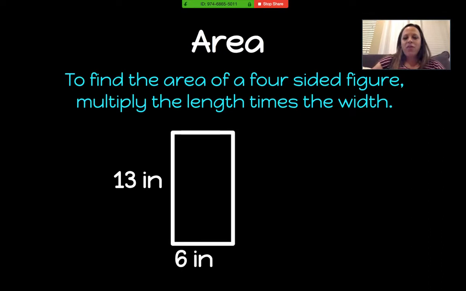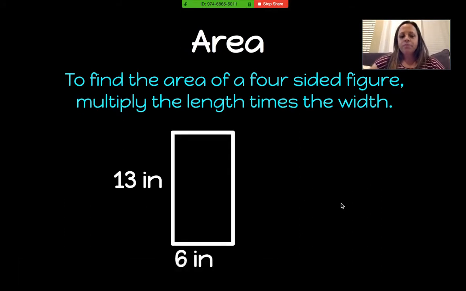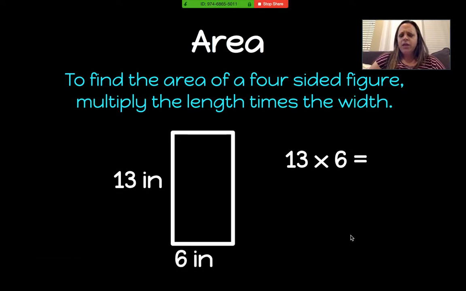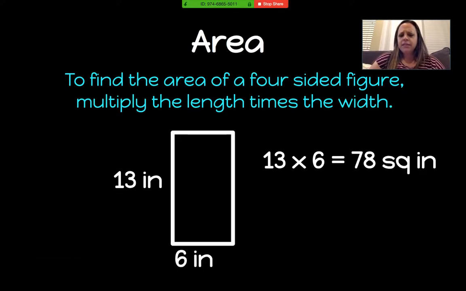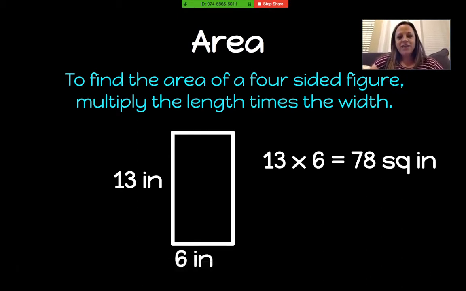Okay, let's try another one. Go ahead and pause and solve this one and check with me. So to solve this one, you would multiply 13 times 6. And when you do that, you would get 78 square inches. Oh, yeah, you would. Okay, I had to do some mental math. Make sure I was correct.